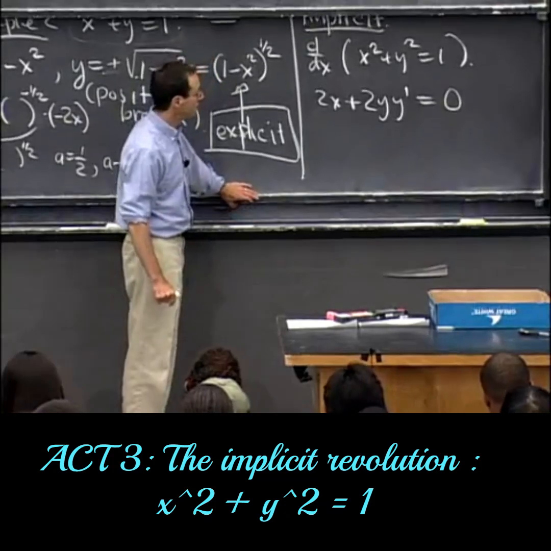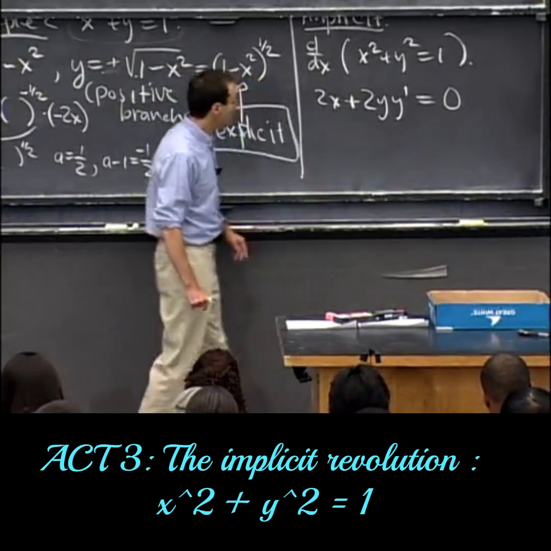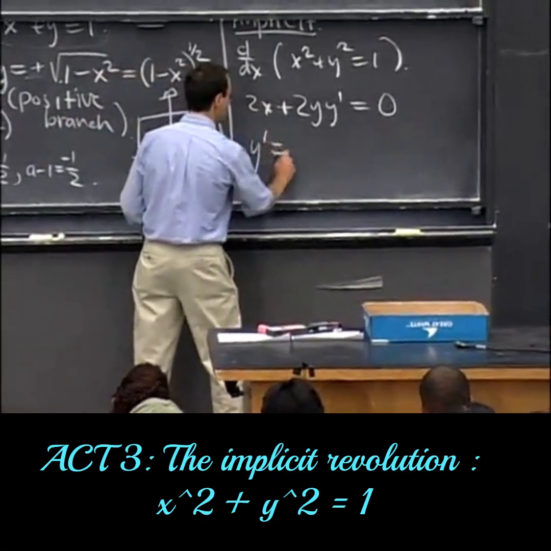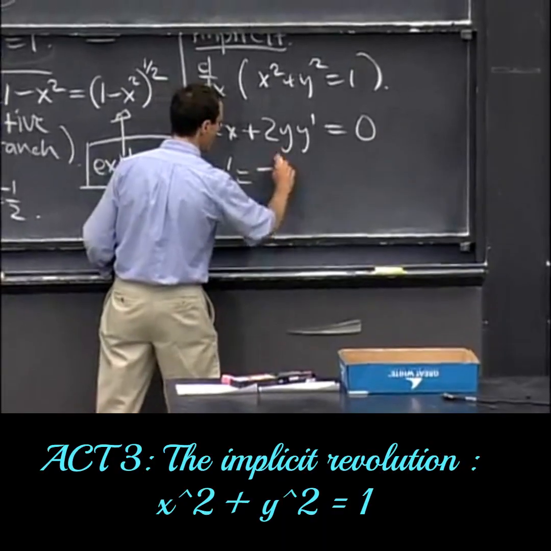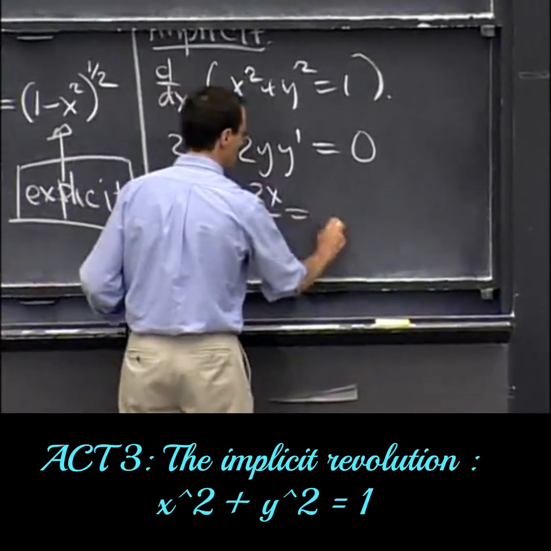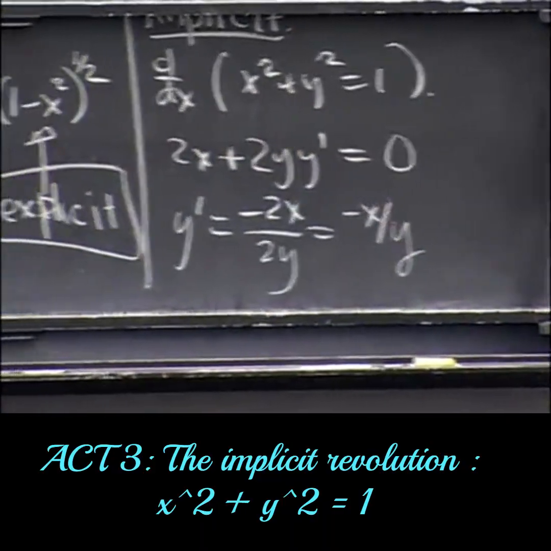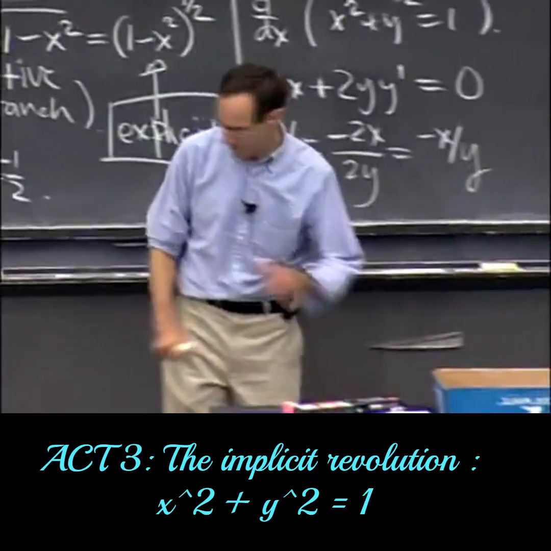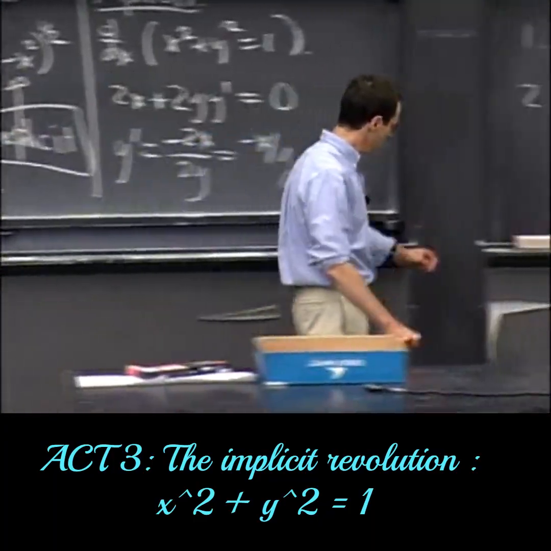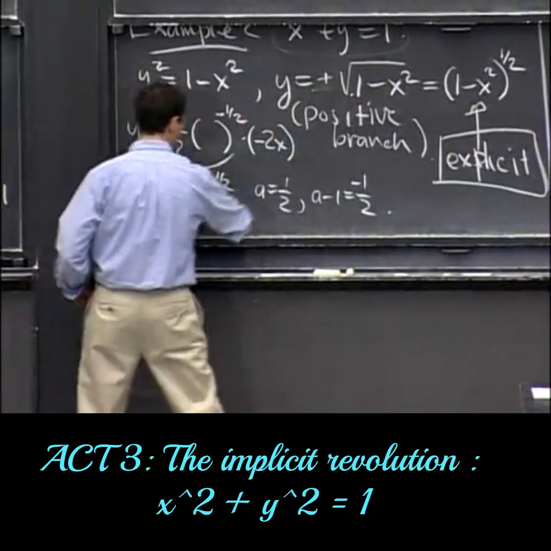All right? So now, all I have to do is solve for y prime. So that y prime, if I put the 2x on the other side, is minus 2x and then divide by 2y, which is minus x over y. All right? So let's compare our solutions. I apologize, I'm going to have to erase something to do that. So let's compare our two solutions.